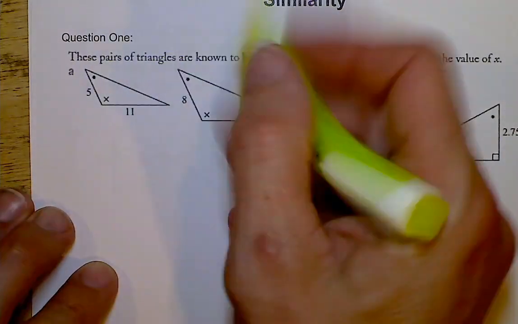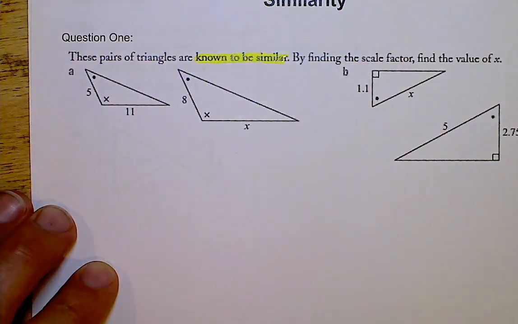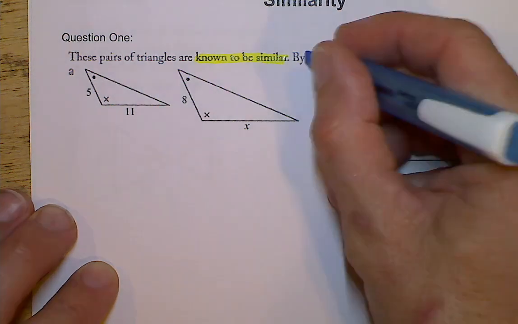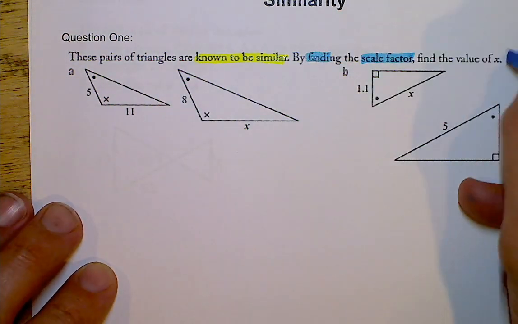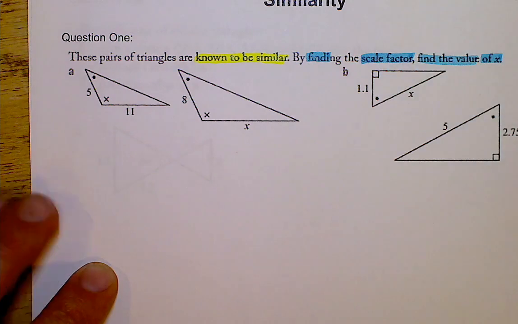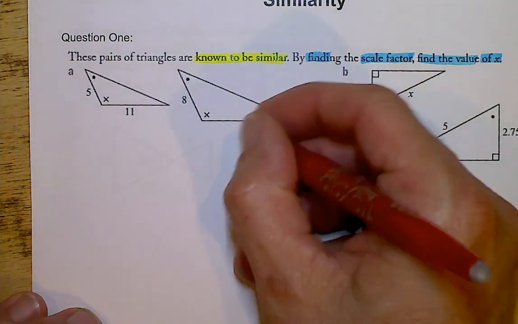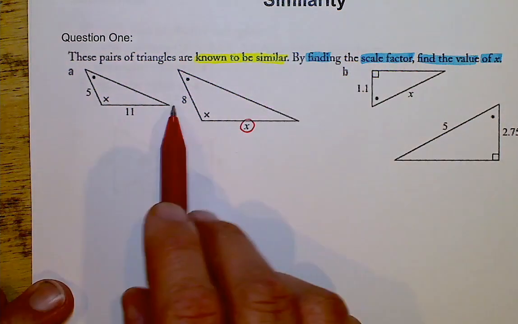Okay, so we're going to look at some questions on similarity. Now we know these are similar triangles because it states it, and it's asking us to find the scale factor and the value of x. So make sure we read that question. So let's look at our triangles. There's x, and we want to find a scale factor.